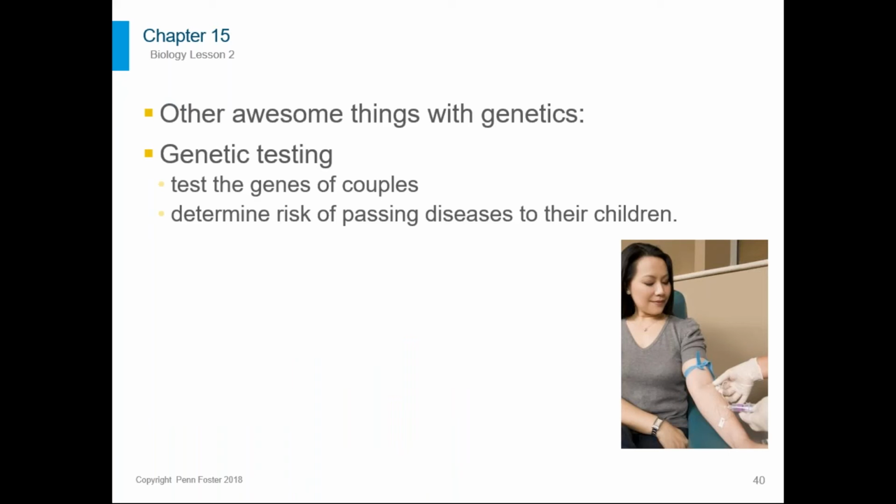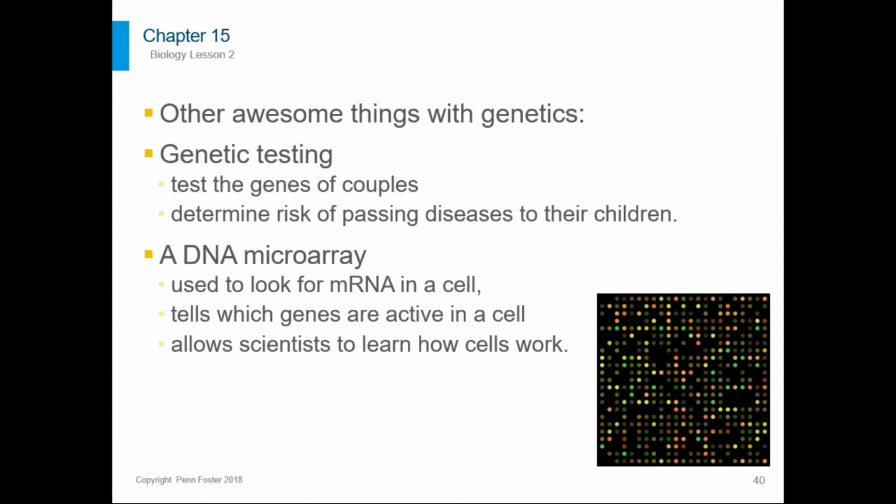Couple of other cool things with genetics. Genetic testing is available to test the genes of couples and determine if they're in danger of passing diseases onto their children, so they can decide whether or not to have children. And a DNA microarray, that's what you're seeing on the right here. This is a cool thing. It's used to look for mRNA in a cell. And remember, mRNA is the RNA that takes the code from the genes and then takes it to be transcribed and turned into a protein. So if there's certain mRNA in a cell, you know that gene is active and it's being turned into proteins. So they can kind of compare different cells and see which genes are active.